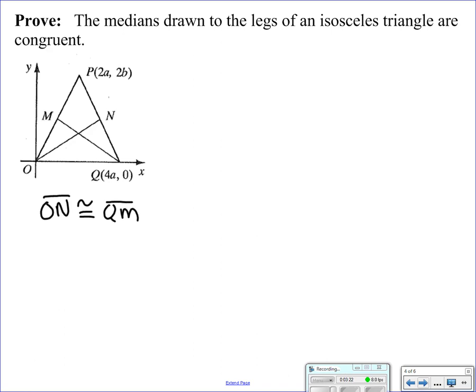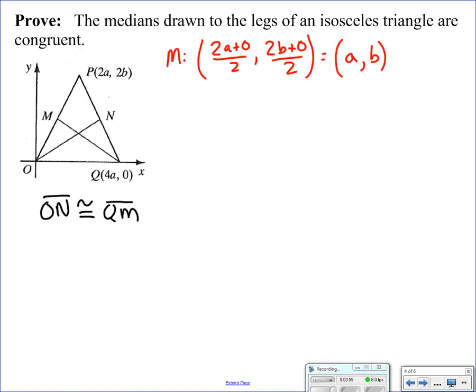So you're not going to be doing like the given and the proof. We have the picture. What you're going to be doing is using the algebra. We know that these are medians, so I need to find the coordinates of M and N. So M, the coordinate of M, since that's the midpoint of segment OP, is 2A plus 0 over 2 and 2B plus 0 over 2. And yes, I want you guys to be showing me that work. Just humor me and show me that you're finding that midpoint so that M is AB.